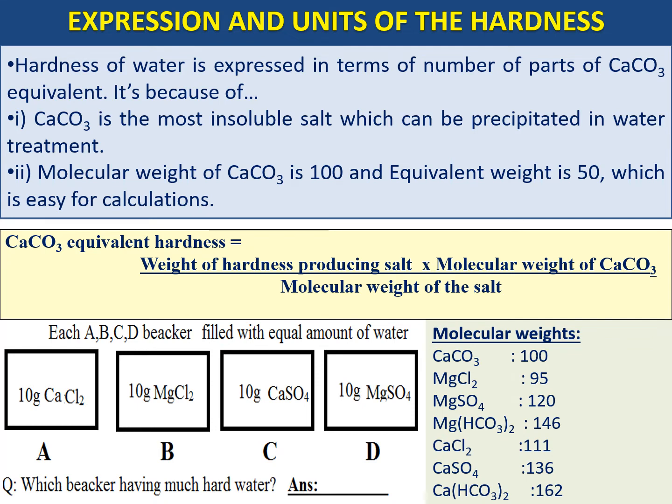That means, before going to the calculation of CaCO3 equivalents: 10 grams of CaCl2 is equal to how much CaCO3 hardness? 10 grams of magnesium chloride is equal to how much CaCO3 equivalent? 10 grams of calcium sulfide is equal to how much calcium carbonate hardness? Then only the value changes: X CaCO3, Y CaCO3, Z CaCO3, like that options will come.